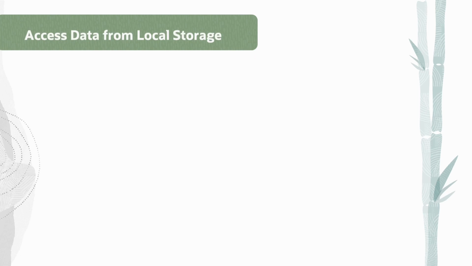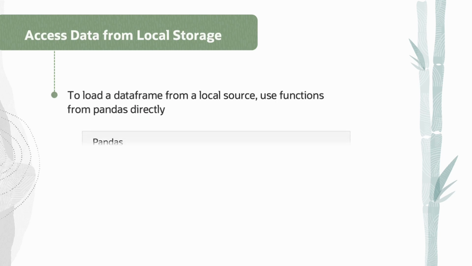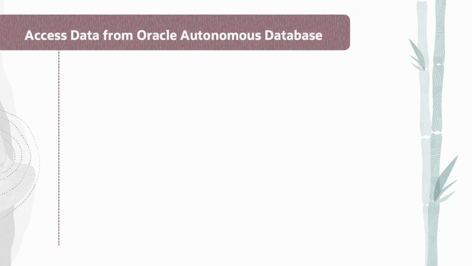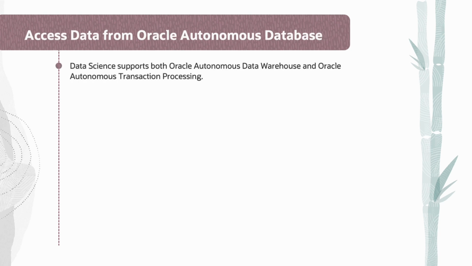Data from your local storage can be accessed by Pandas read_csv or a similar function by defining the specific path as shown here. In the case of autonomous databases, data science supports both of the Oracle Autonomous Database services.